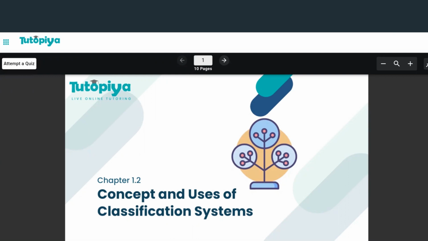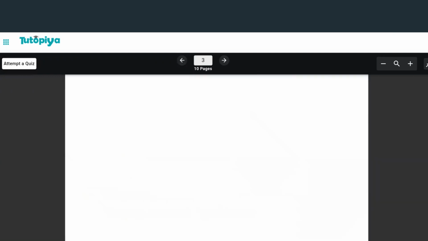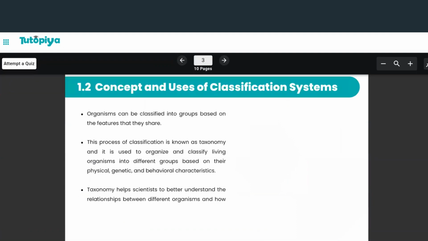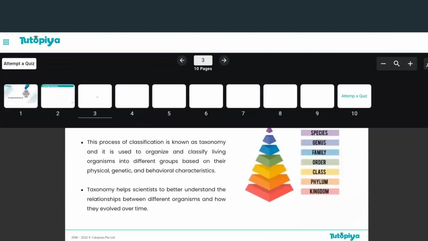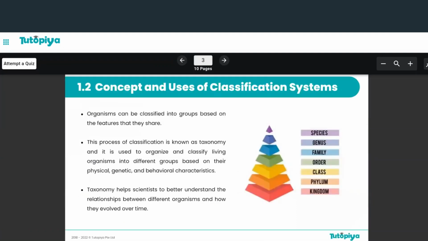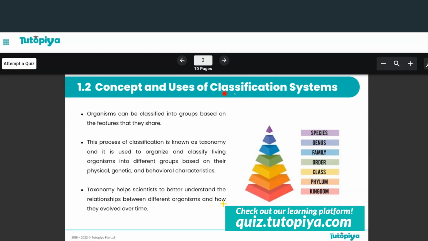All right, before going deep into this topic, it's first a good idea for us to understand this term classification. Now, what is meant by classification? Classification simply means grouping things. Or in this case, we're talking about grouping living organisms.